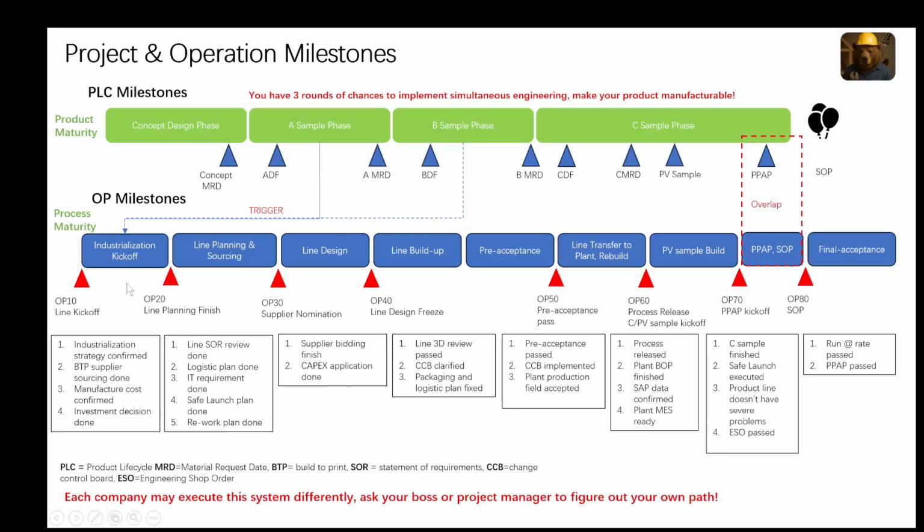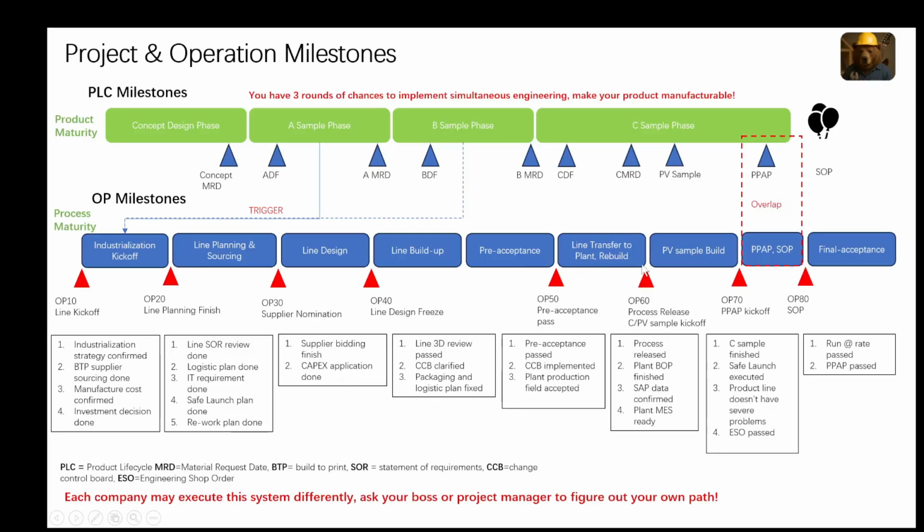Okay, so you need to keep in mind that as an operation guy, you need to do the following stuff, as the blue bar shows. You have the line kickoff and the planning and sourcing. You need to pick the supplier to build the line, and you need to nominate the supplier. The line goes to the design phase, the build-up phase, and the pre-acceptance. The pre-acceptance is normally done at the supplier's place, but sometimes if you are really in a rush in the project, the product line could be shipped into a factory and do the pre-acceptance.